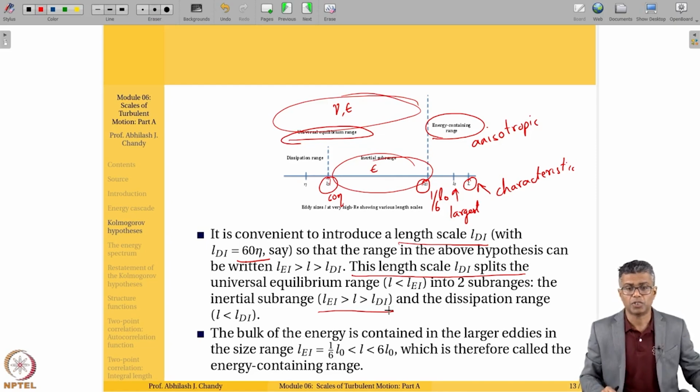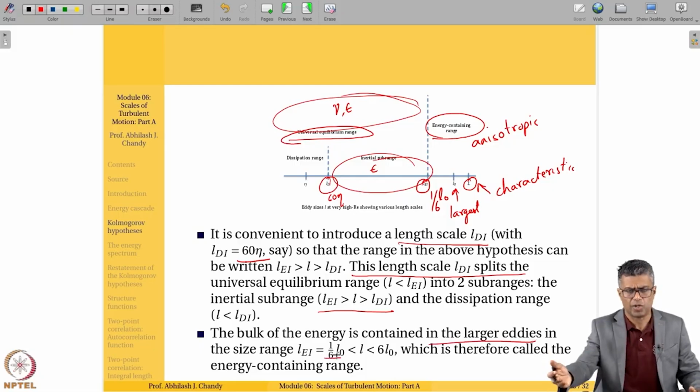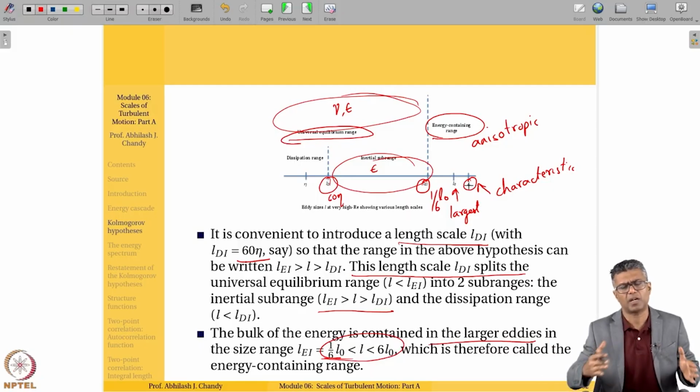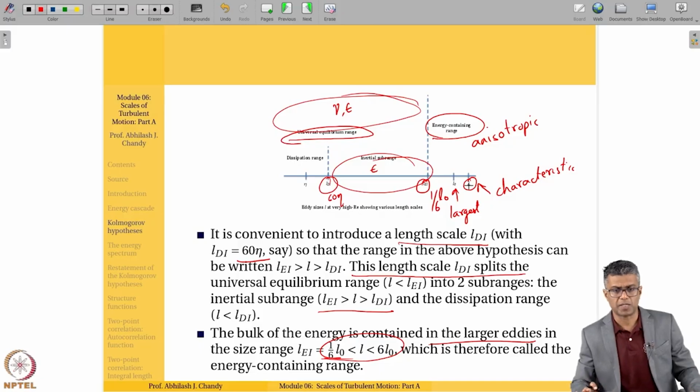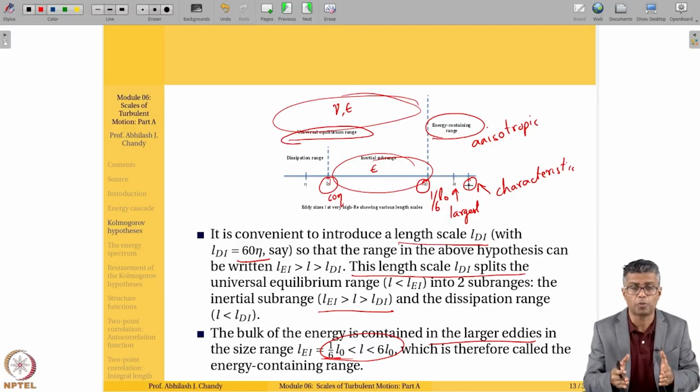The bulk of the energy is contained in the large eddies in the size range 1/6 L0 to say 6 L0. So 6 L0 is sort of the maximum, and we call that the energy containing range. I hope this makes sense. So you have the energy containing range, and everything below that is the universal equilibrium range. The universal equilibrium range itself is split into two.